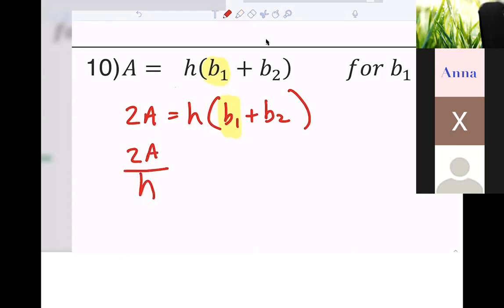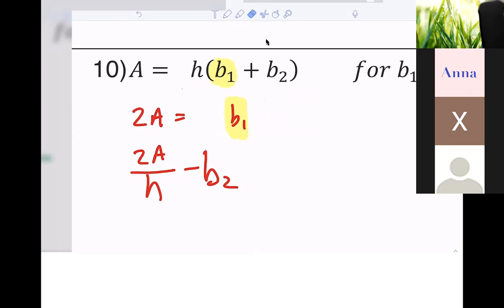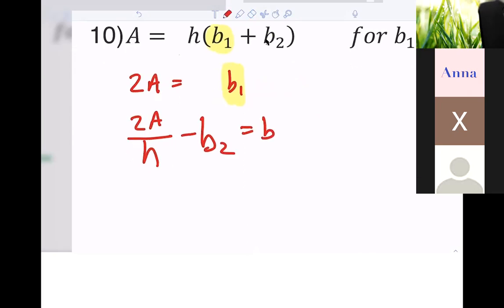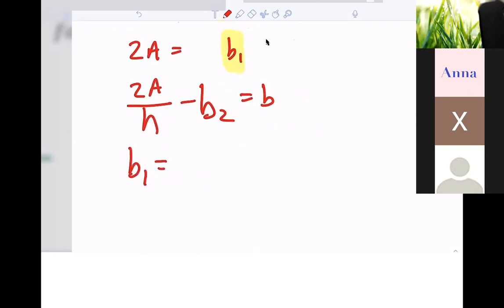Now, what happens to that h? It cancels out. So now watch me, I'm canceling out the h. Now what do I need to get rid of? b2, so you subtract b2. Why did I subtract? Because it's addition. So I subtract b2, and now that's gone. That's my answer. I'm left with b1, so b1 is equal to 2a over h minus b2.